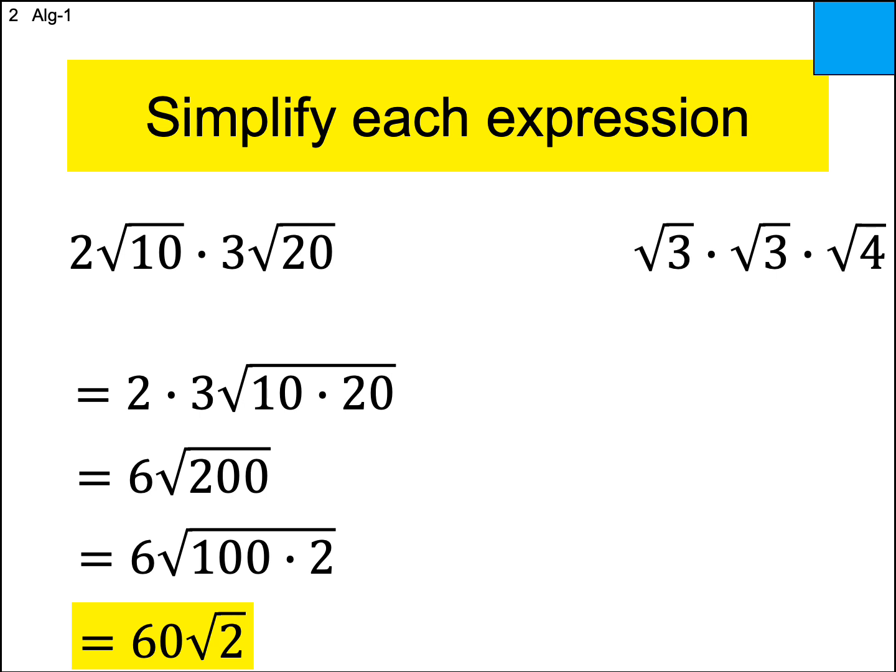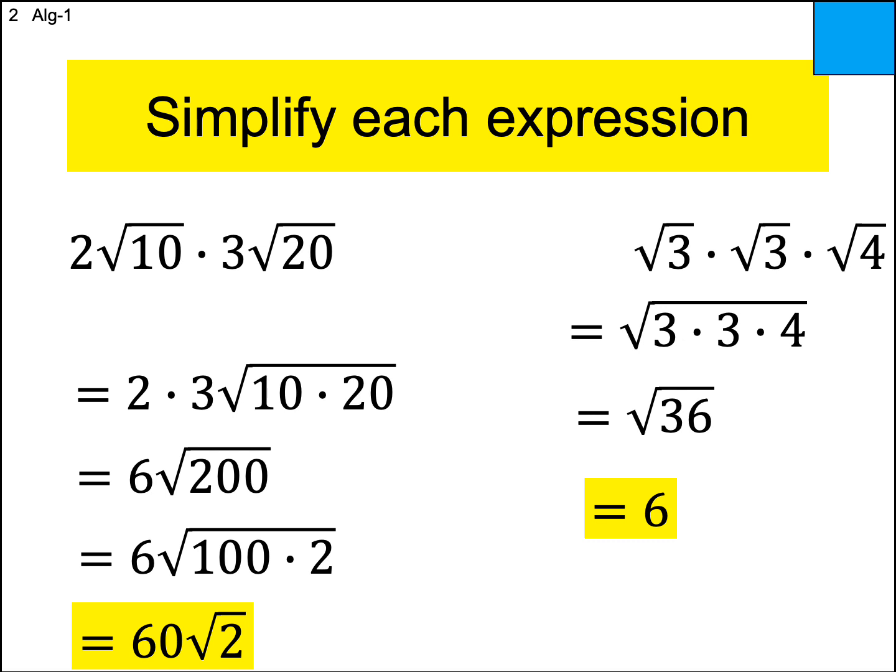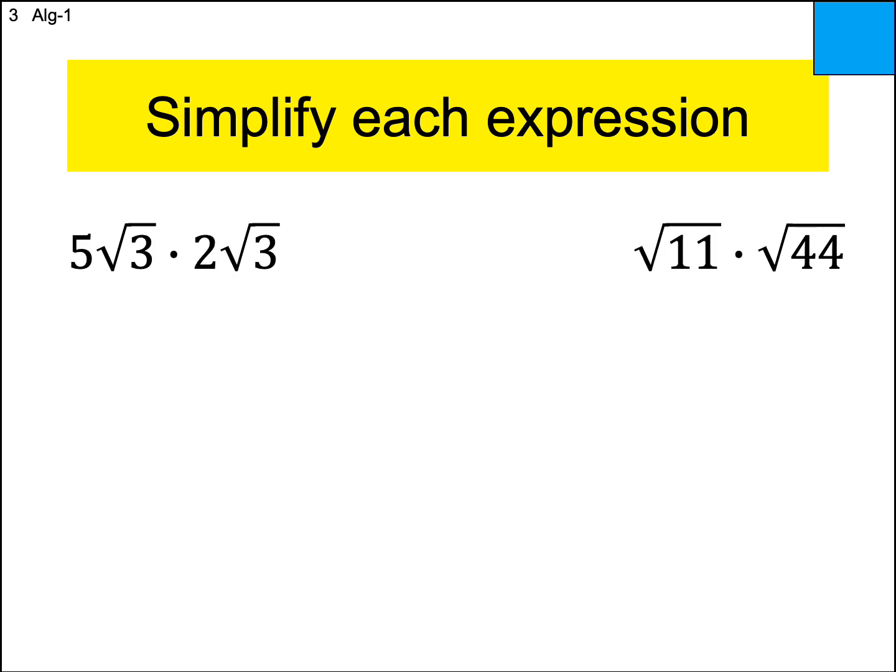All right, let's do the next one. Root 3 times root 3 times root 4. The rule says outsides with outside, inside with inside. The outside would be 1 times 1 times 1, which is just 1. And the inside would be 3 times 3 times 4. 3 times 3 is 9. 9 times 4 is 36. And I know the square root of 36 is 6. So that one's a little easy, right? The more challenging ones are like the ones on the left. So let's do some more of those.